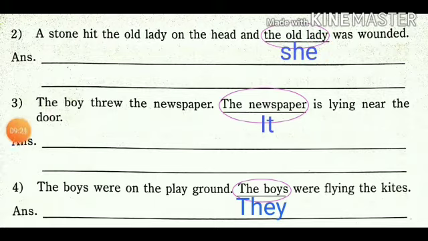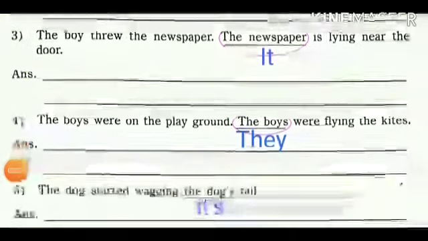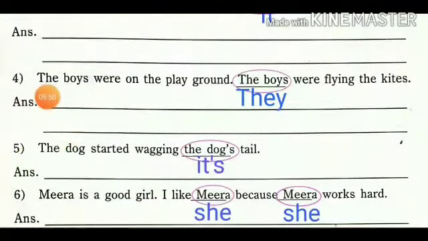So next, third number sentence: as per that, you want to write the same sentence here, using it only instead of the newspaper. So I will read that sentence. Here you want to write as an answer: the boy threw the newspaper, it is lying near the door. So like that you want to write. Fourth number: the boys were on the playground, they were flying the kite. That sentence you want to write in the fill in the line.